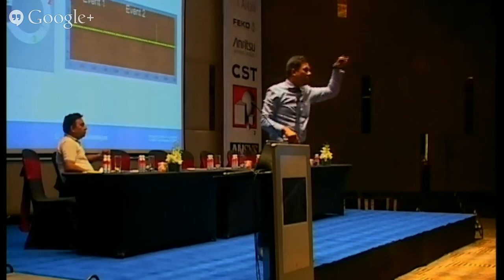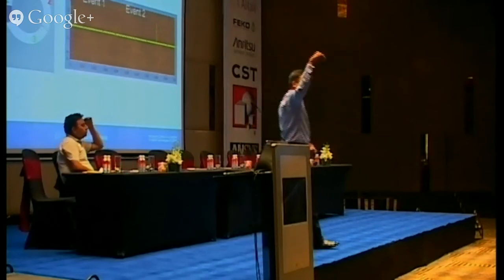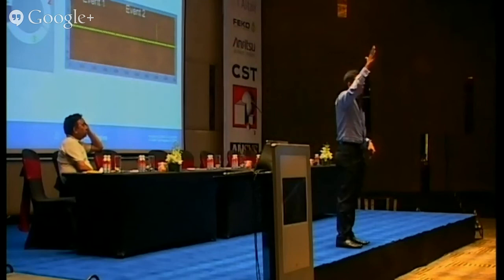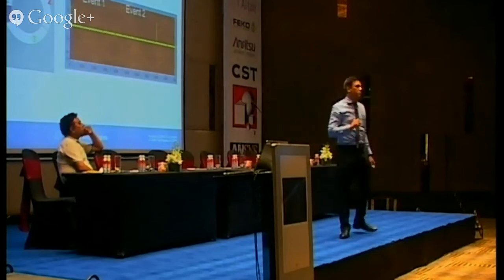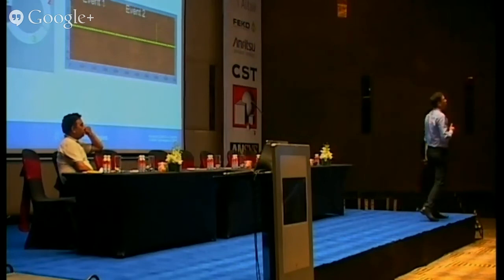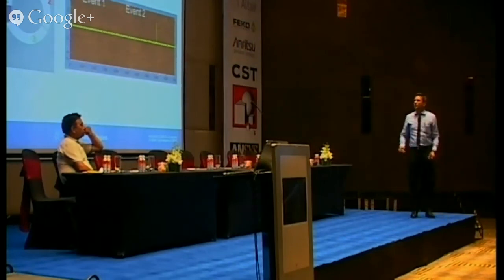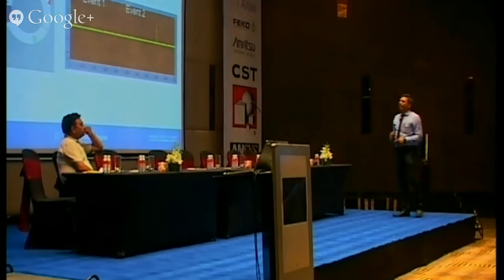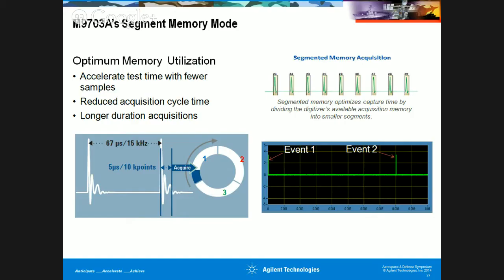So it is like FIFO, first in, first out. I keep on filling like this, and it goes in the round-robin fashion. And then you can optimize the usage of this particular memory. So a longer duration of acquisition can be done in the round-robin fashion, like the one shown here. So you can accelerate your test time with fewer samples in such cases.